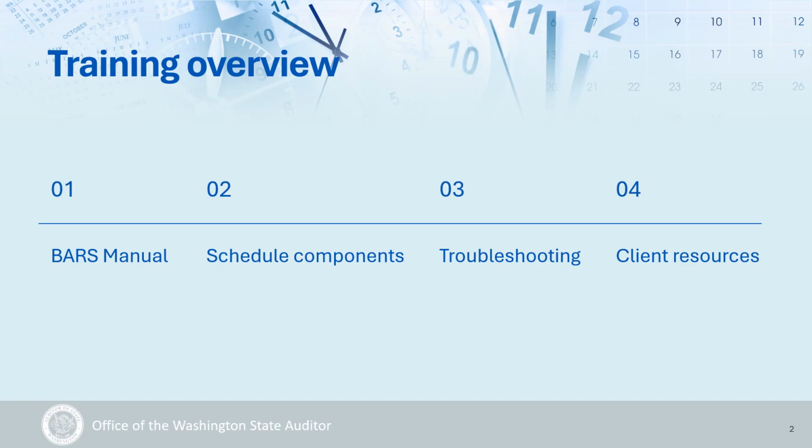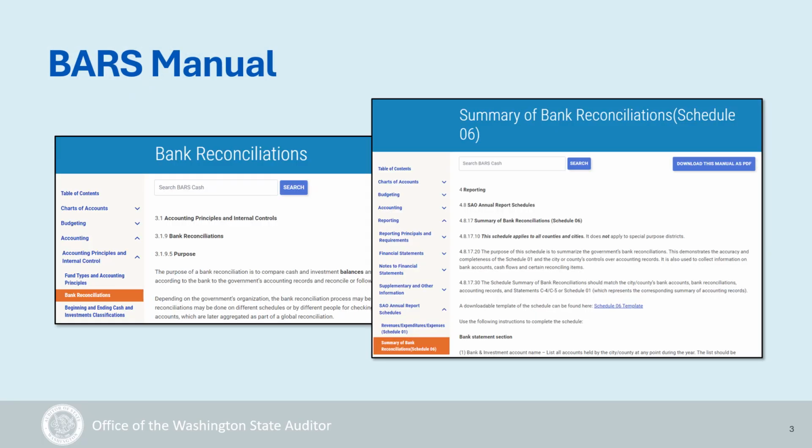Let's jump in. Starting out with the BARS manual offerings. There are two sections of the BARS manual that provide guidance on the bank reconciliations and the Schedule 6. We will look at each section and go over what specific guidance is included and how it can help with the learning over the processes regarding reconciliation.